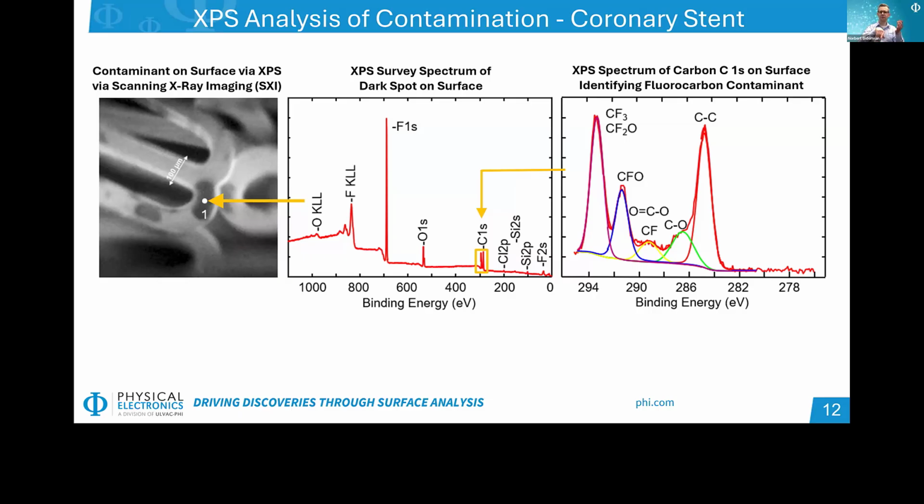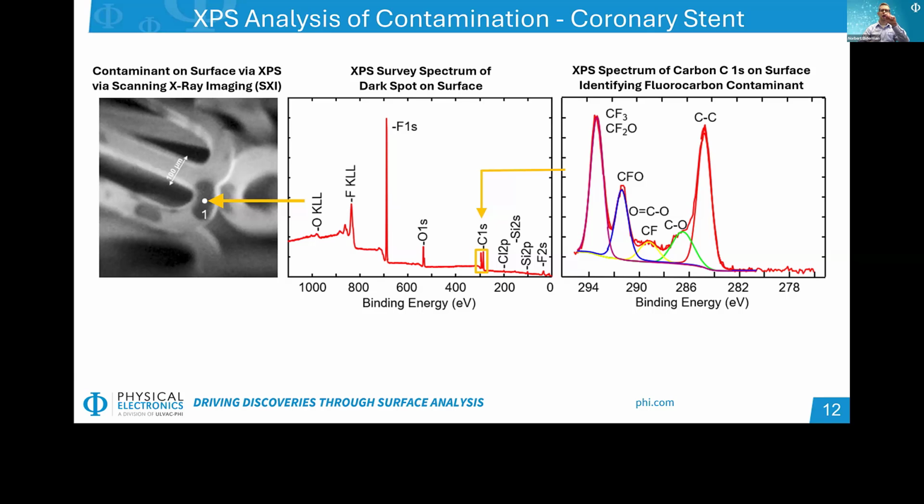XPS spectra were collected on and off these dark regions to capture a range of binding energies at a low resolution in the survey spectra. Survey refers to a rapid general scan to determine all elements present on the surface. Binding energy is the energy required to eject an electron from the atom and is characteristic of both the element and its chemical state.